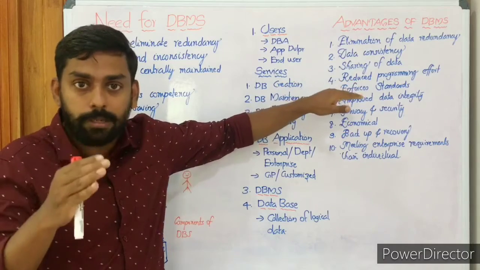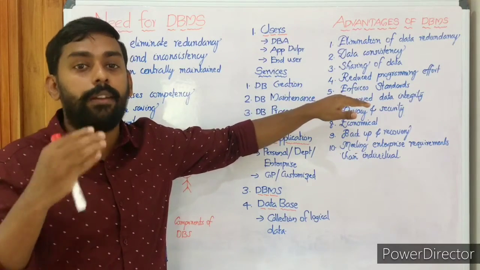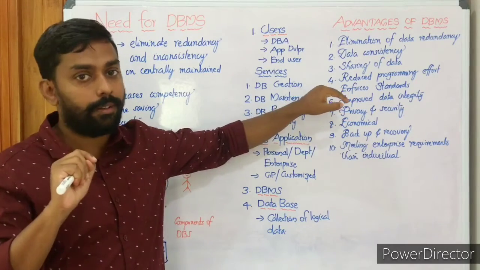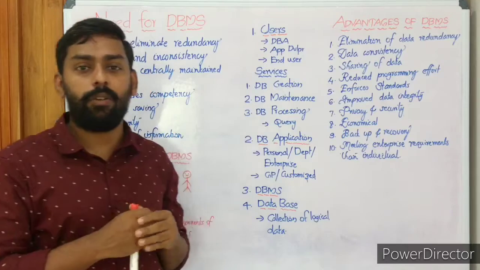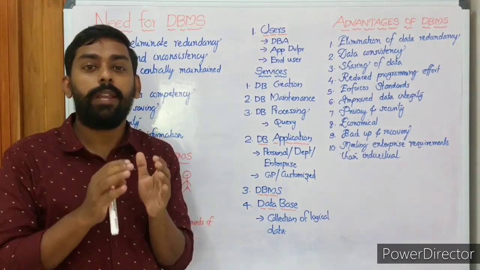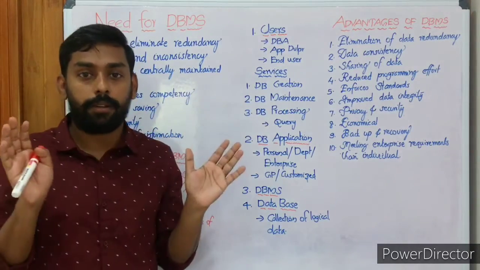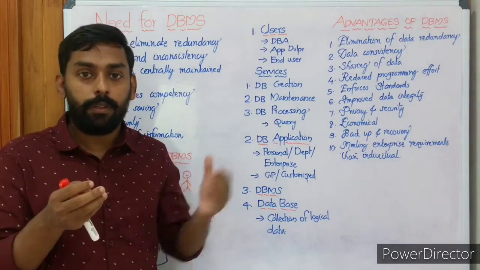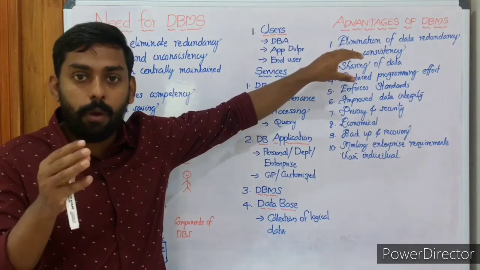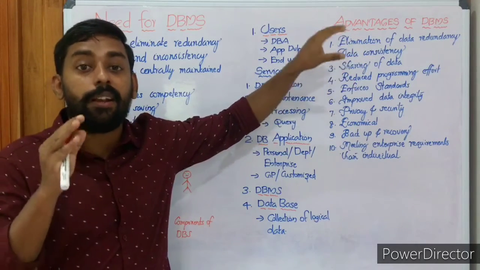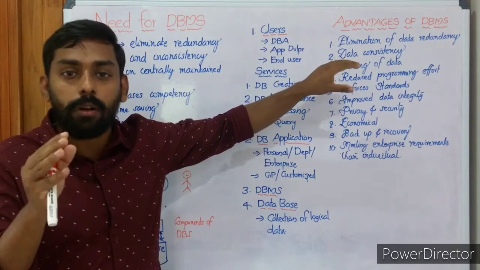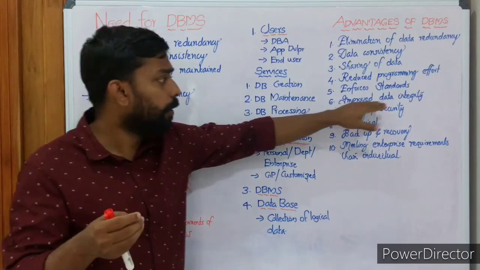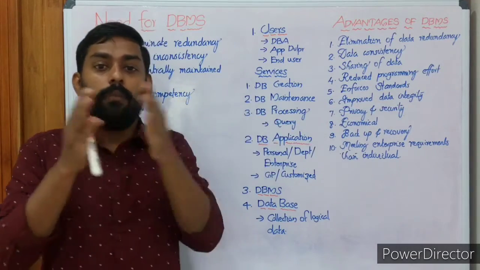So using a database management system, it will be very easy for us to enforce standards, because we have to do it in only one place, right? Yes. Then improve data integrity. You know what data integrity is? Data integrity simply means validity and accuracy of data, validity and consistency of data. Using a database management system offers data consistency, and using consistency, we can ensure accuracy of data, right? So data integrity means accuracy and validity of data.